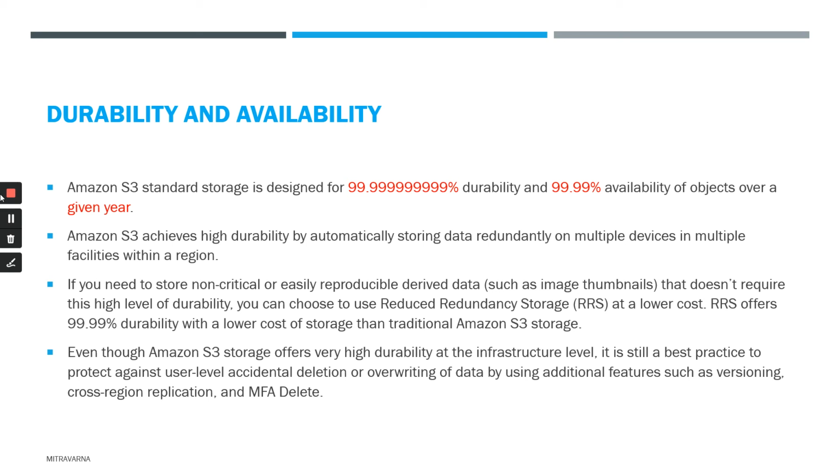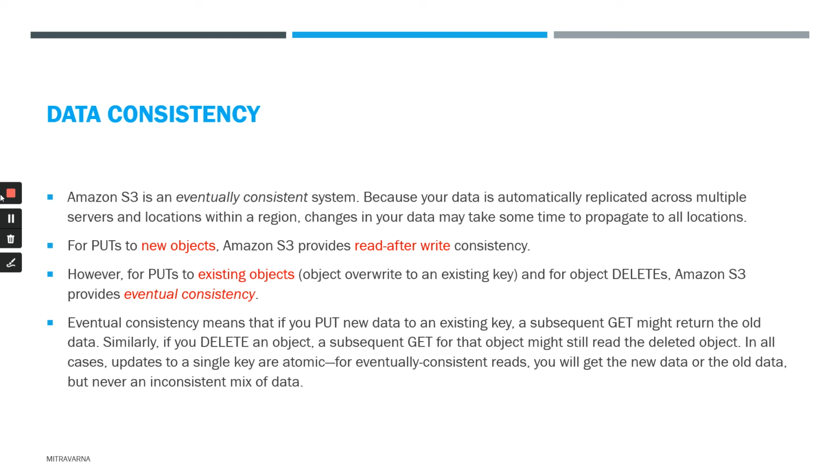Next one is cross region replication. That is nothing but storing the objects in one region, and copying all the same stuff into another region for high availability and disaster recovery. And next one is MFA delete, which is multi-factor authentication. So if any user tries to delete the data, they need to enter a one-time password as well. So MFA is nothing but an additional layer of security. Okay. So next one is data consistency.